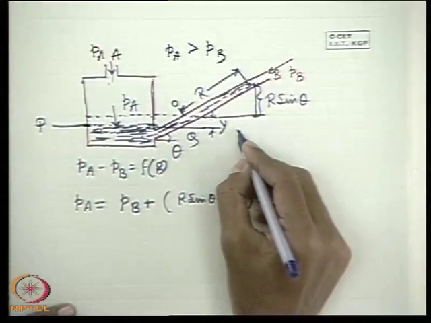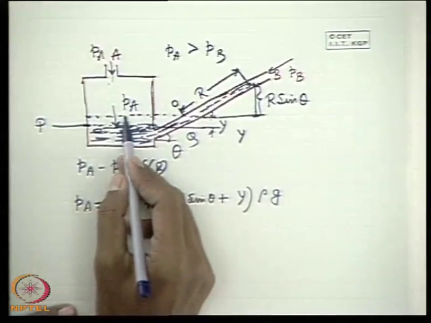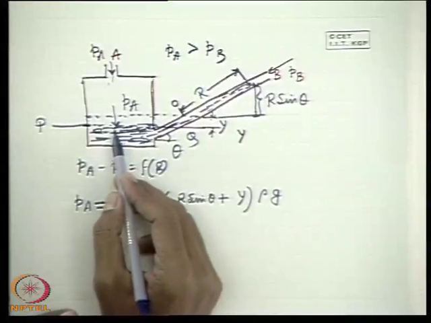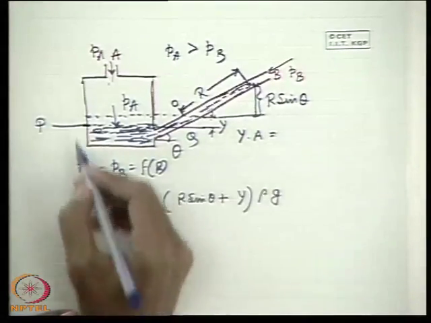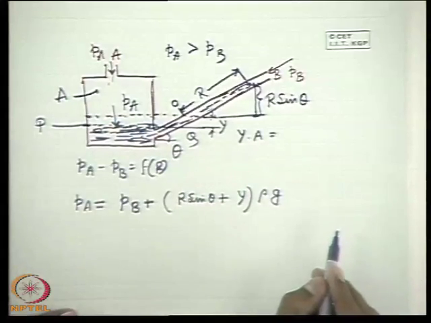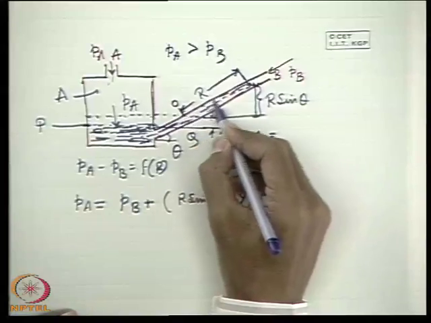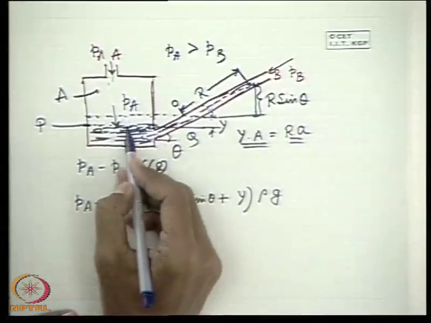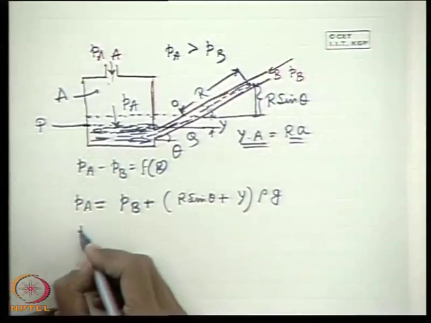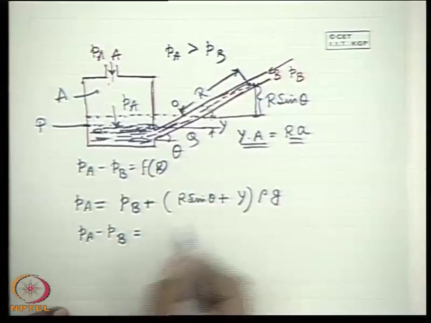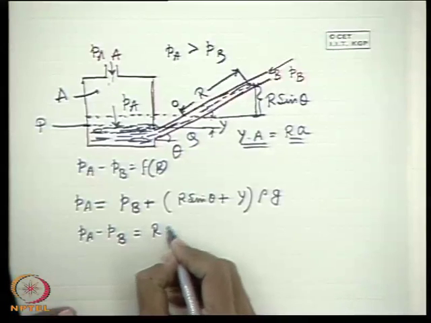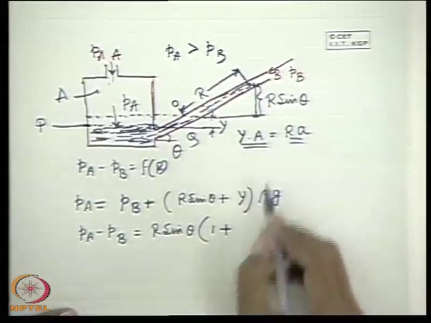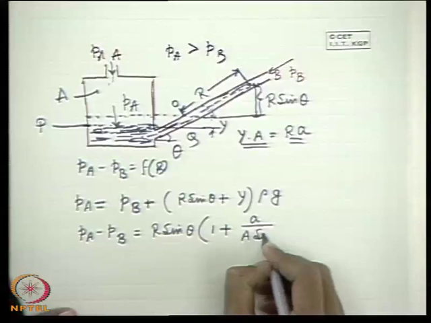Y comes from continuity: the amount of liquid depressed in the reservoir has gone up here. So y into A, where A is the area of the reservoir, is equal to R into a, where a is the area of the tube, since R has moved along this pipe. That means the same volume of liquid which has come down here has gone up there. So we can write PA minus PB is equal to R sin theta, if we take it common, times 1 plus y, which is R a by A, that means 1 plus a by A over sin theta.